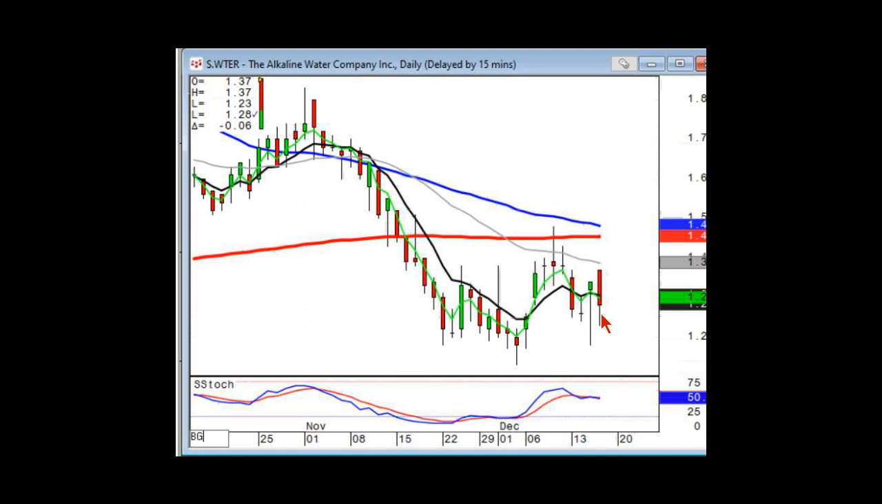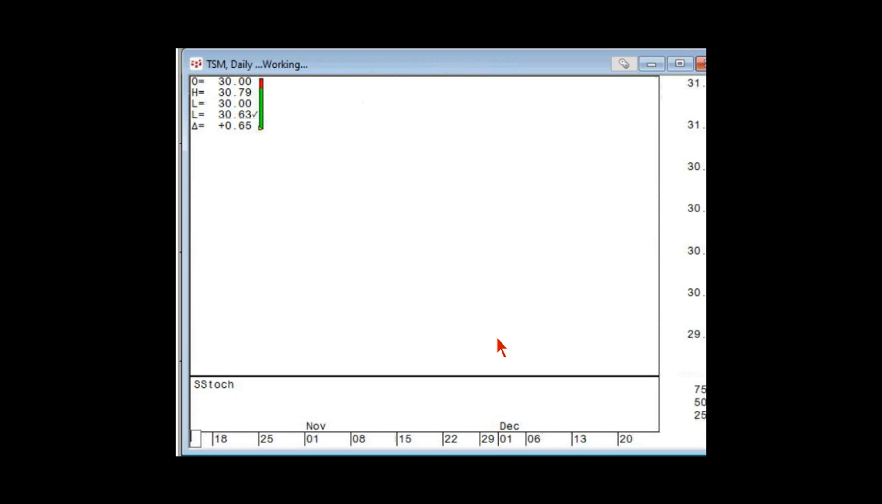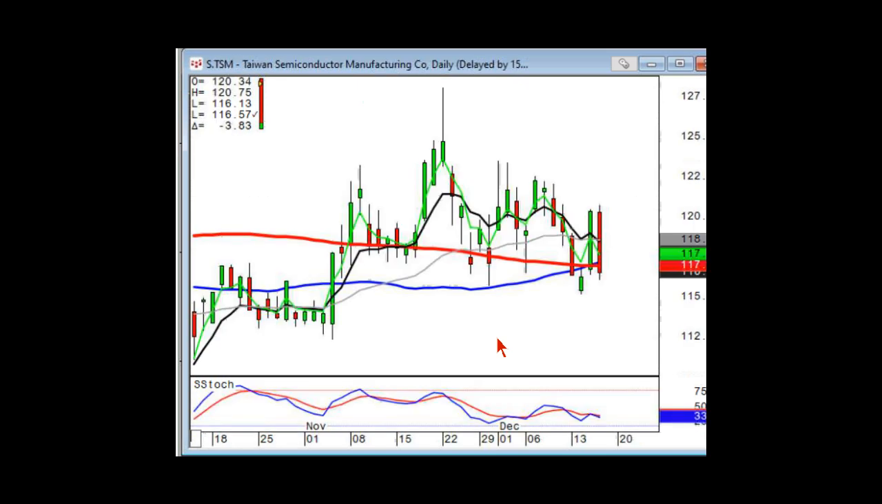BGS. That's kind of a fry pan bottom. Did I do something else? I'd be a buyer of this one on positive trading tomorrow. Taiwan, that's a nothing chart. Just no direction.